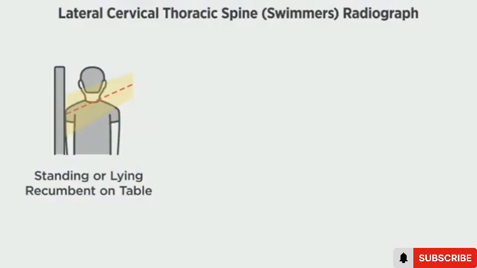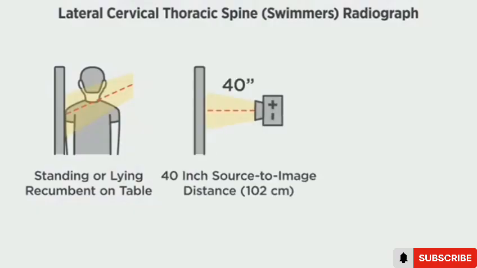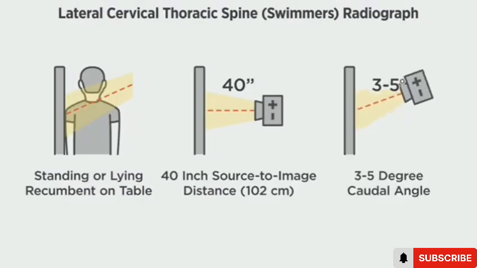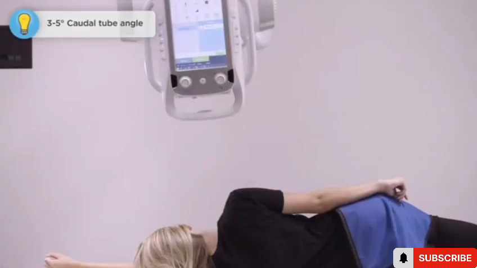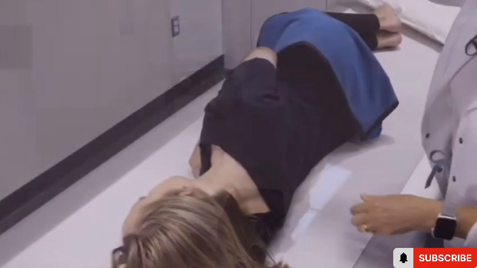Lateral swimmers, cervical thoracic spine should be performed with the patient standing at the upright bucky or lying on the table, with a 40-inch source to image distance, and if needed, a 3 to 5 degree caudad tube angulation. The 3 to 5, centering here at T7, making sure I'm still centered to my IR.